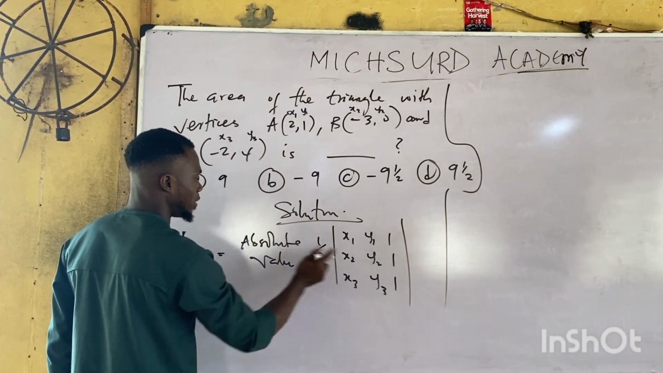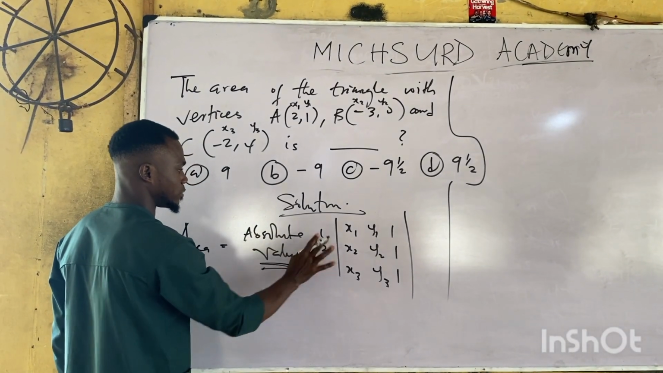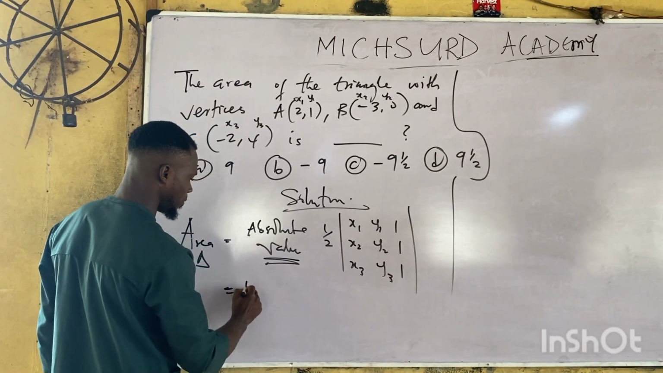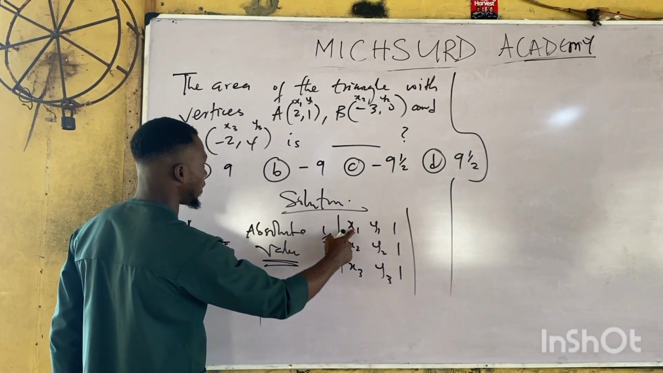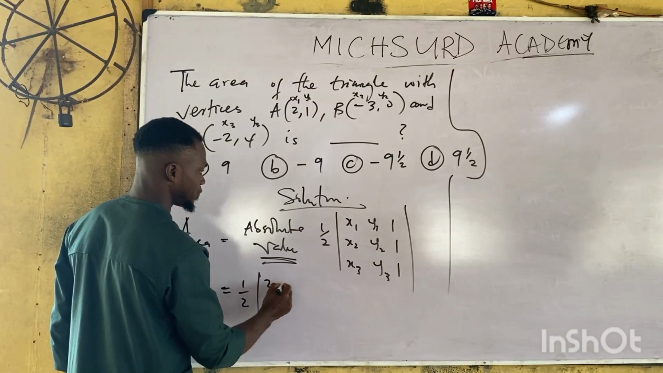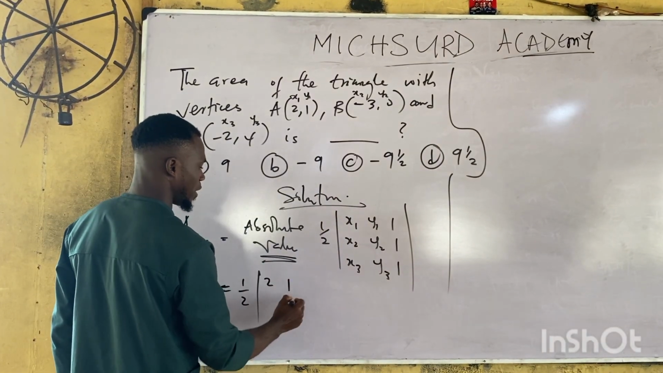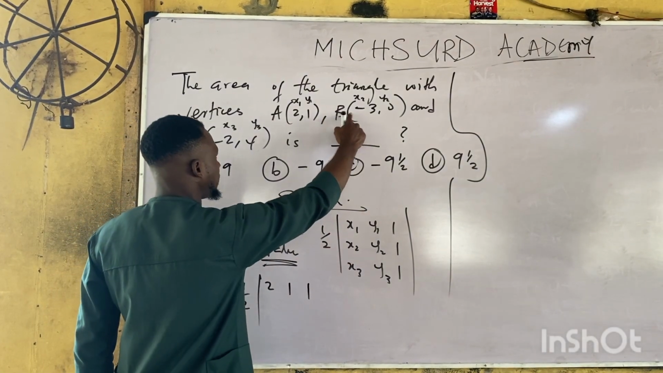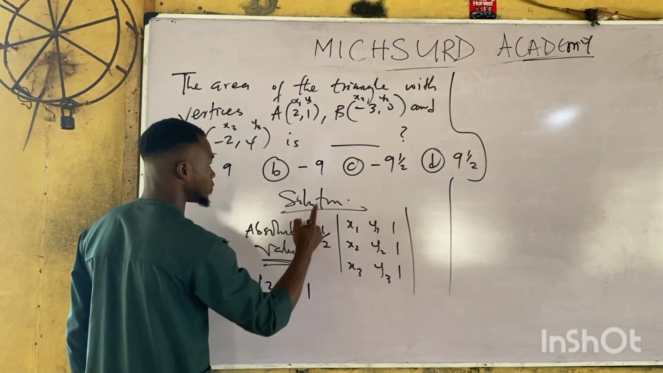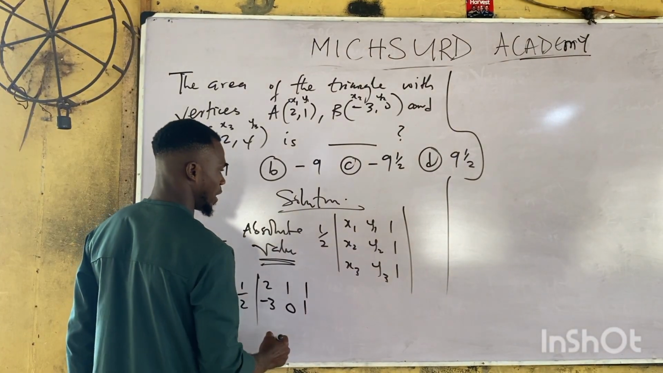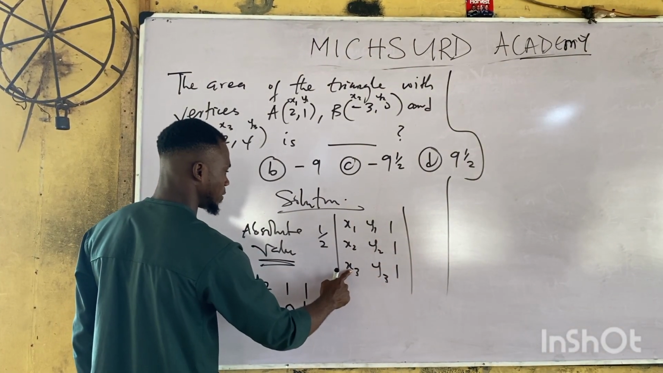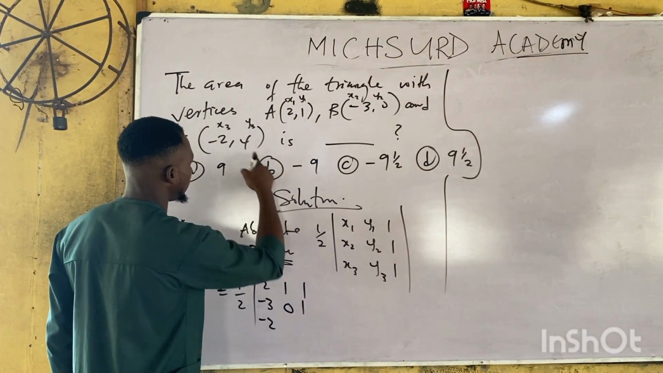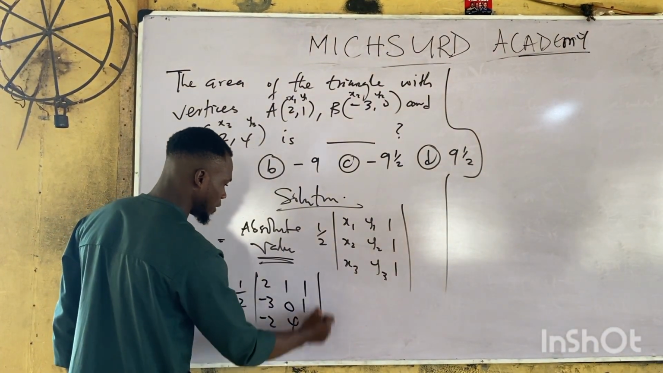So you can substitute here. The statement here, absolute, is very important. But let's solve this first, then we'll come back to this. So if we substitute, we are going to be having half, then x1, which is 2, then y1, which is 1. Then the formula says put a 1 there. Then we go to x2, that is point B, which is minus 3, and y2 is 0. Then we have 1 as in the formula. Then x3 is minus 2. Then y3 is 4. Then we put a 1 as well.